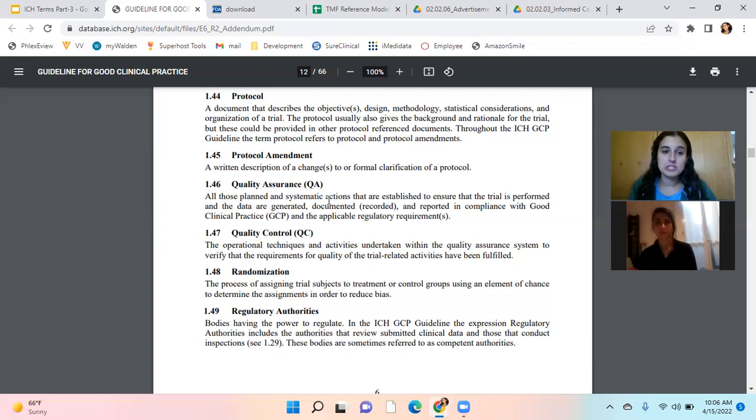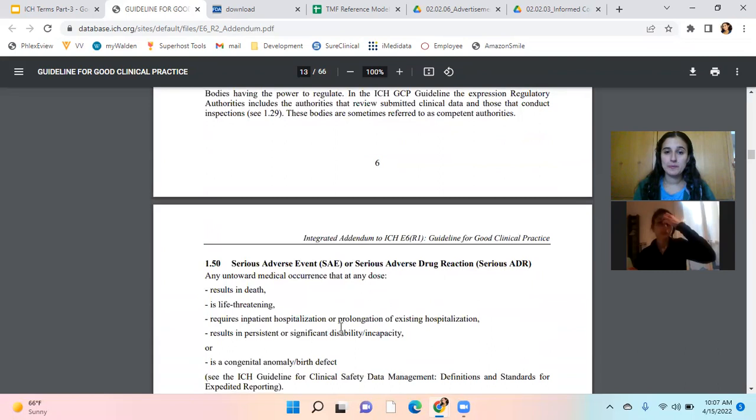So their definition is a process of assigning trial subjects to the treatment or control groups using an element of chance to determine the assignments in order to reduce bias. All right, regulatory authorities. We've talked about this. Bodies that have power to regulate. That's a general term, but in the ICH GCP guidelines, the expression regulatory authority includes the authorities that review submitted clinical data and those that conduct inspections. These bodies are sometimes referred to as competent authorities.